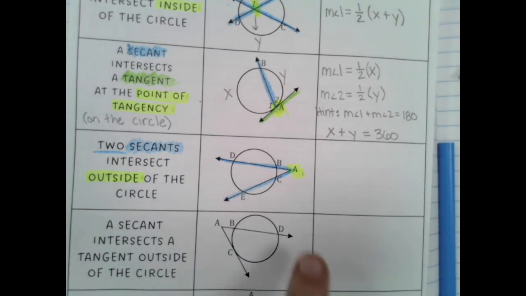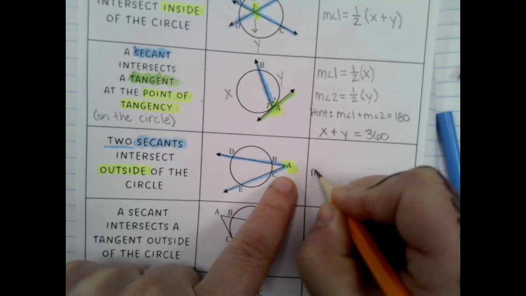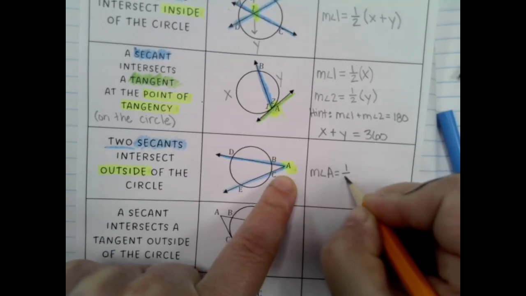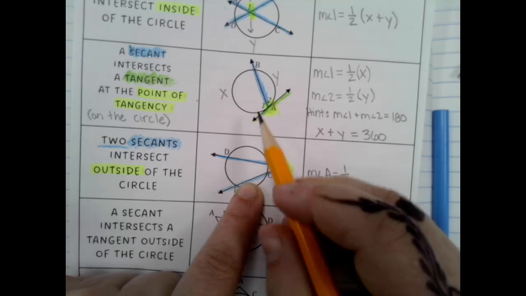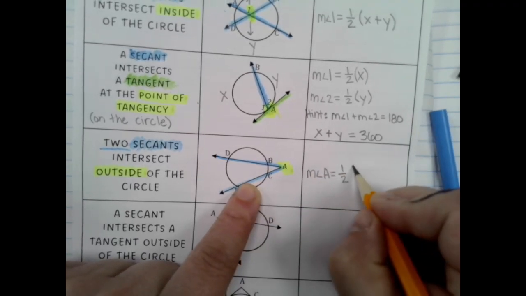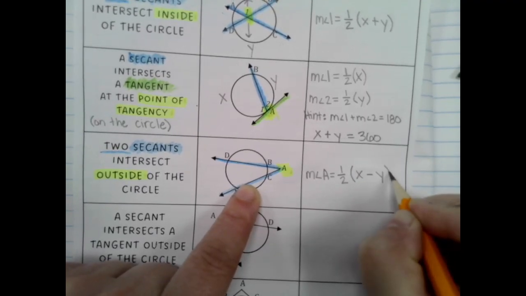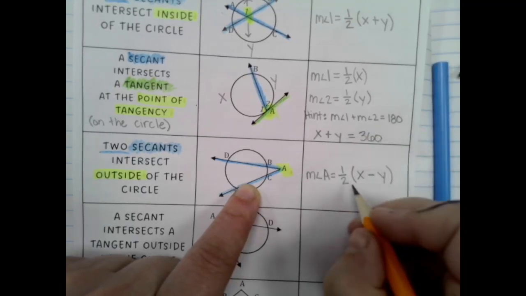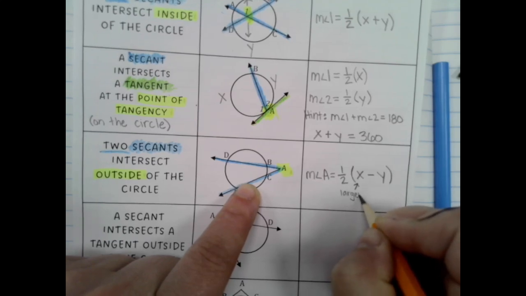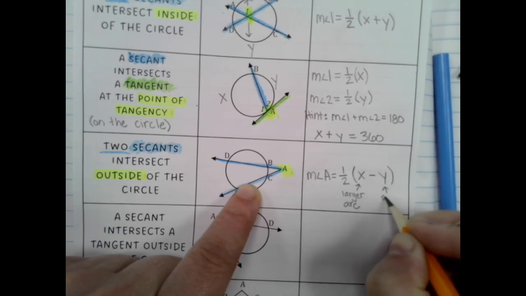All right, so as we look at this, the measure of angle A, I didn't put a number there because it was too small to sneak in there. We're still going to be doing half. When it was inside the circle, we added the arcs together. When it's outside the circle, we're going to subtract the arcs. We're going to do x minus y. And the thing about subtracting the arcs is x has to be the larger arc, and y has to be the smaller arc.